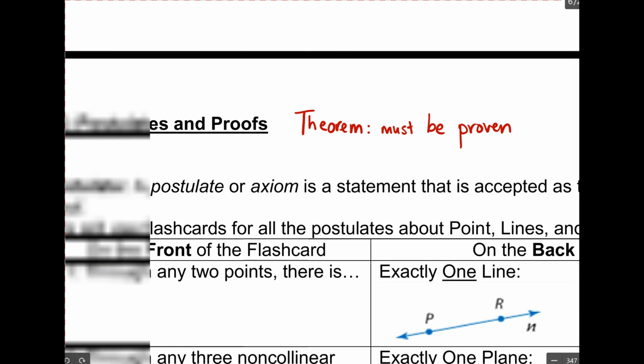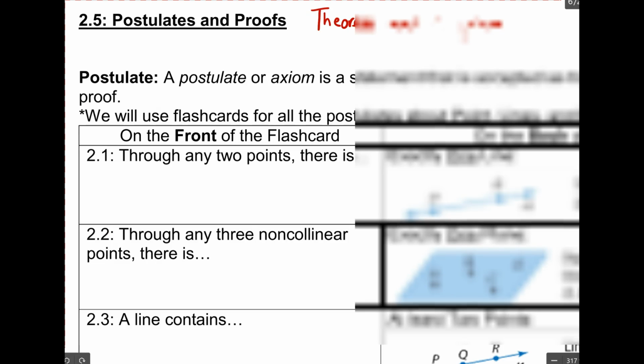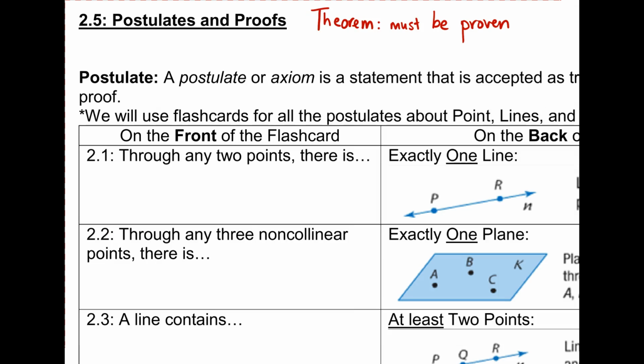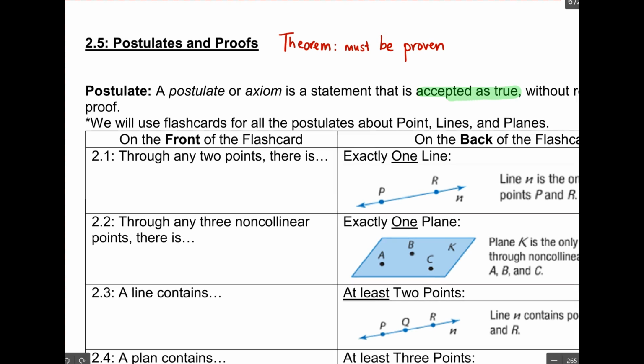Unless you look at the back of your book, it'll probably say that. All right, so a postulate. A postulate or axiom is a statement that is accepted as true. So we don't have to fight it. We can just accept it as true. For instance, back in the 1200s, they thought the earth was flat. Now, the fact that the earth is a sphere is a postulate. We accept it as true. We also 100% know it's true from many different sources. So in geometry, if we have a postulate, we accept it as true and we don't have to prove it.